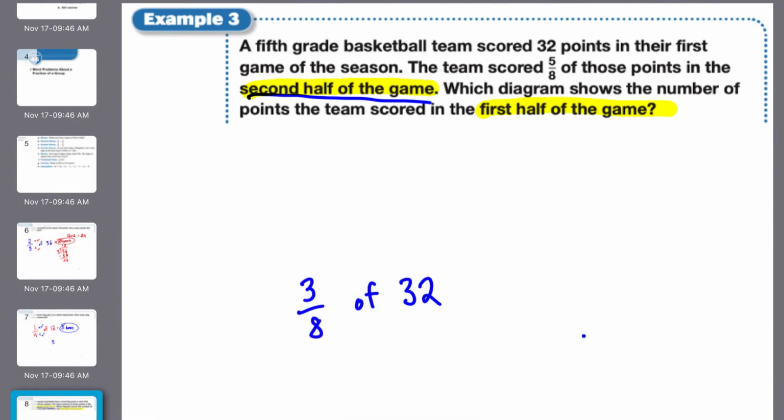So 3/8 of 32: divide by the bottom, and then multiply by the top. So 32 divided by 8 gives me 4. So I have 4. That was my division. 4 times 3 gives me 12. Which means 3/8 of 32 is 12. So they scored 12 points in the first half of the game.